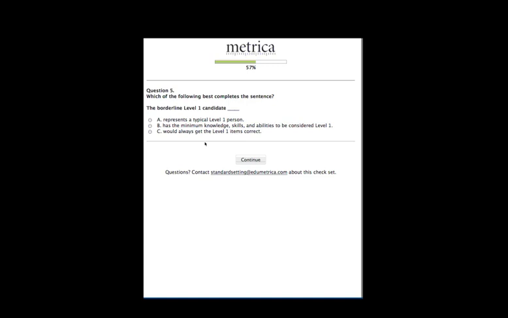Which of the following best completes this sentence? The borderline level 1 candidate we've defined as the person who has the minimum knowledge, skills, and abilities to be considered level 1. So the answer is B. Why is the answer not A? Well, a typical level 1 person has more knowledge and skills, has more proficiency than the borderline level 1 candidate. Why is the answer not C? A borderline level 1 candidate would not necessarily always get level 1 items correct. They may get some correct some of the time, and others incorrect other times.